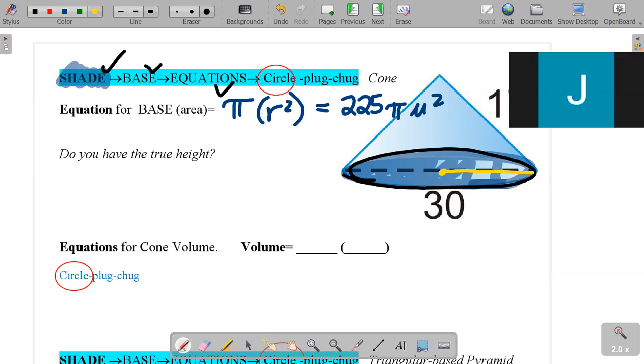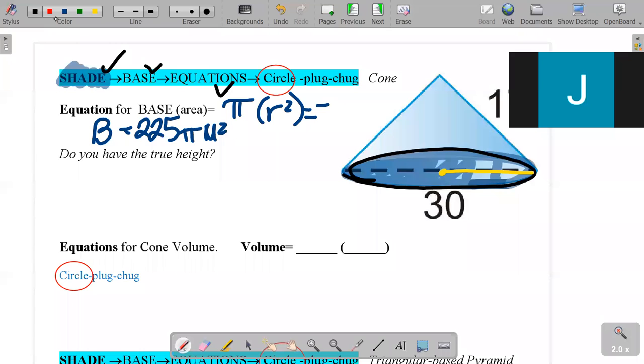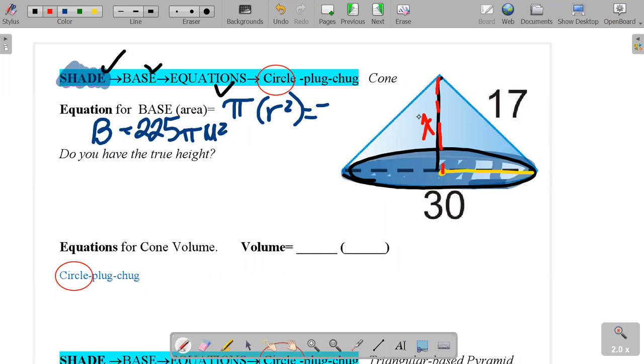I would box that, and that is your capital B. Whoops, I wrote that kind of in the wrong place. I should not bleed over. Okay, base equals 225 pi units squared. That's your B, folks. Now, question here. Andre, do we have the true height provided for us already? No. We dropped it straight down. Let's call that X. Technically, that should be dashed. X. Navia, how did you solve for X, ma'am?